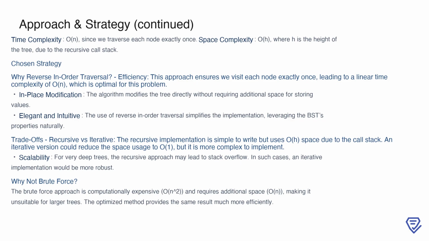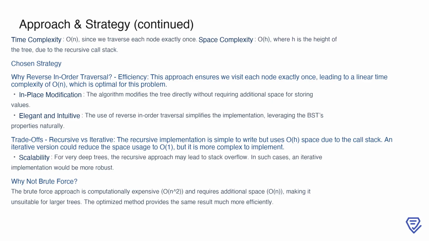The space complexity is h, where h is the height of the tree, due to the stack space used in the recursive implementation. This makes the reverse in-order traversal strategy the optimal choice for this problem. By visiting nodes in descending order and maintaining a running sum, we achieve efficiency and simplicity. Additionally, this method modifies the tree directly, eliminating the need for extra space to store intermediate values.